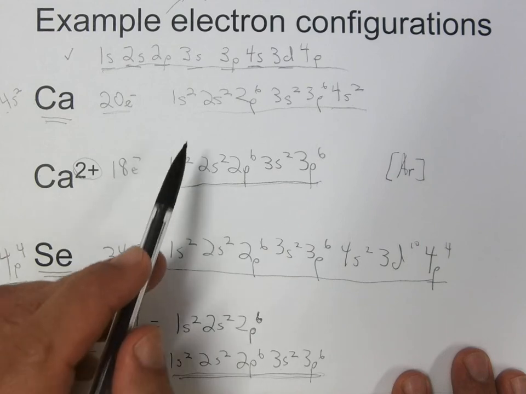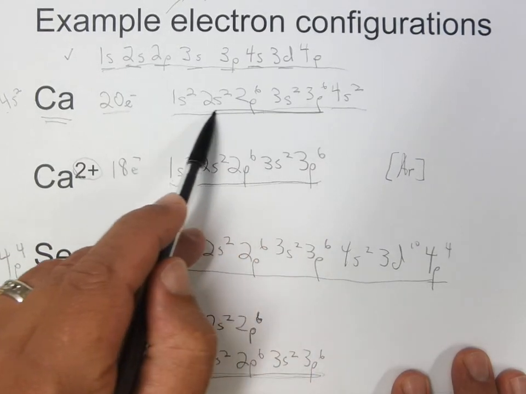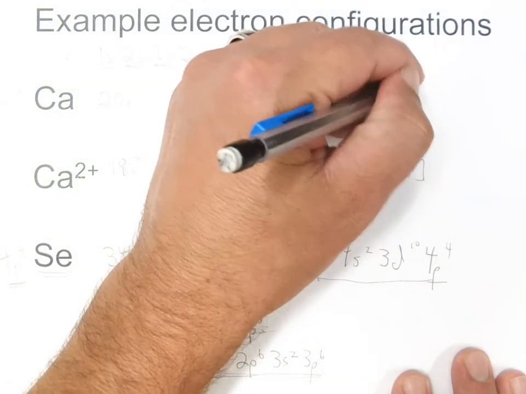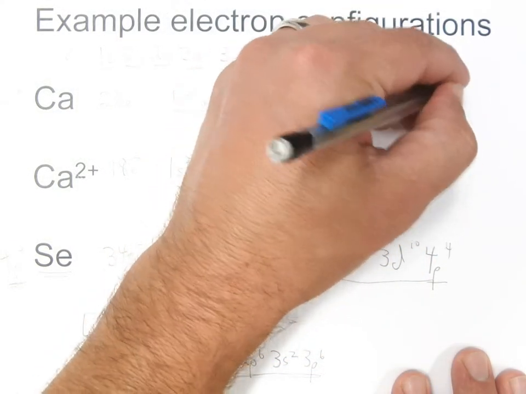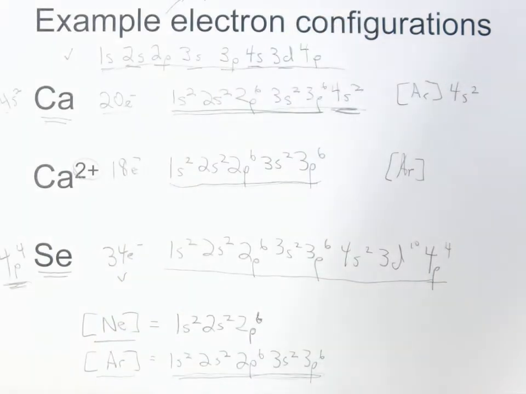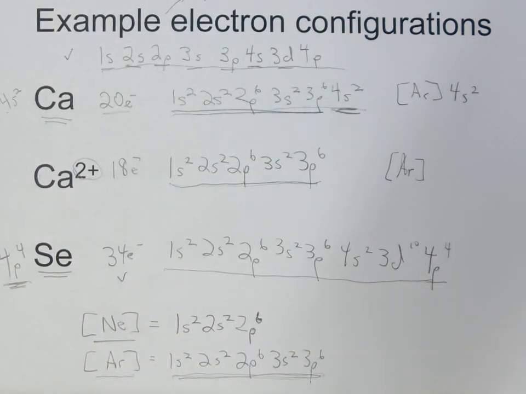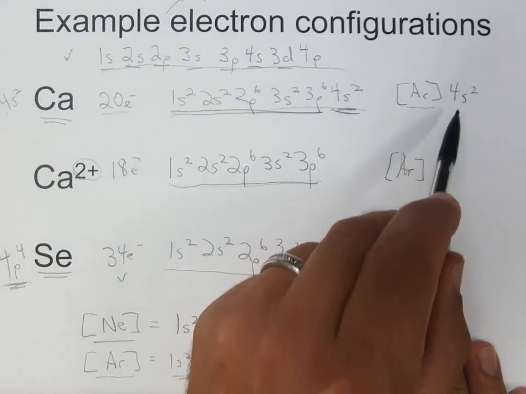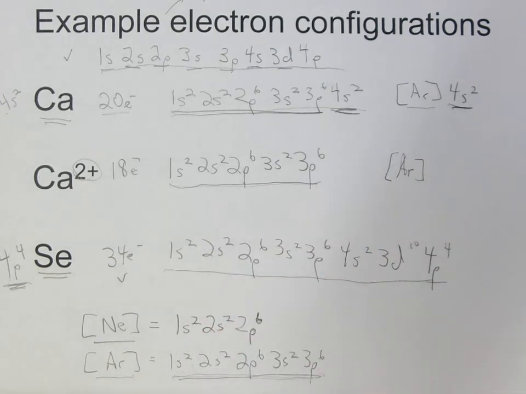Now for the calcium, we had the electron configuration of argon plus the 4s2, so I could rewrite this as argon in brackets, 4s2, and that's the abbreviated way to write the electron configuration of calcium that shows the 18 unreactive electrons and the 2 that are ready to react or get involved with other atoms. So here's 3 examples of electron configurations: 2 atoms and an ion, calcium, selenium, and the calcium 2 plus ion.